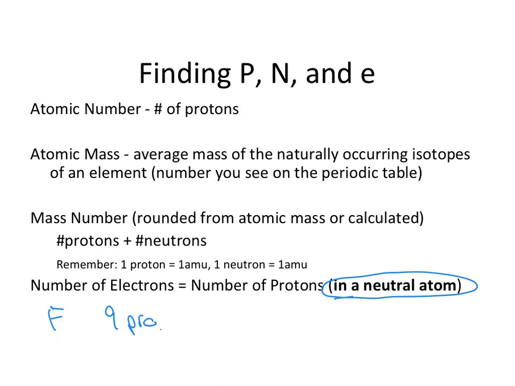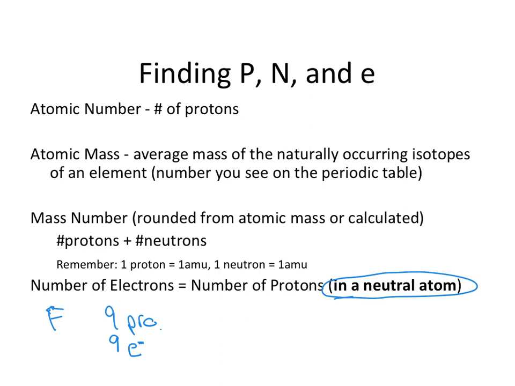If fluorine is neutral, that means that it has an equal number of positive and negative charges. So my protons are positive. If I have 9 positively charged protons, that means I also need to have 9 negatively charged electrons. And a symbol we use for electrons is lowercase e with a little minus on the top right-hand corner. So 9 electrons there as well.